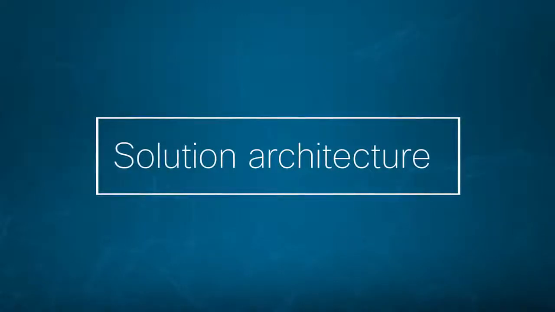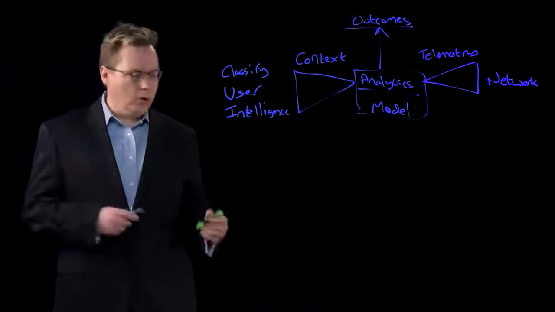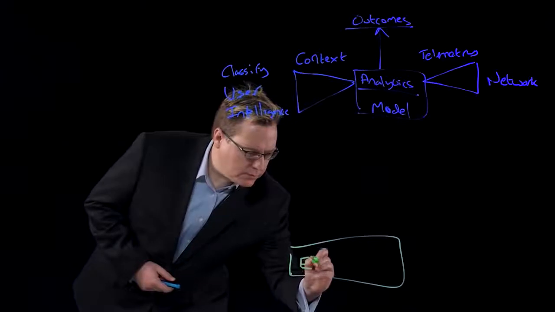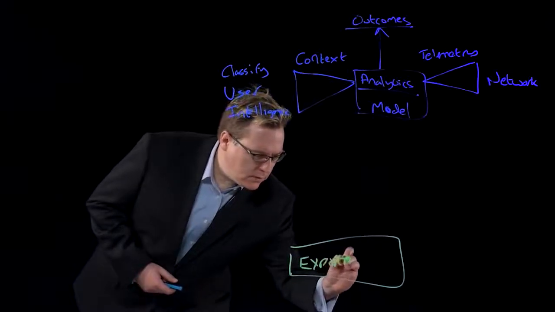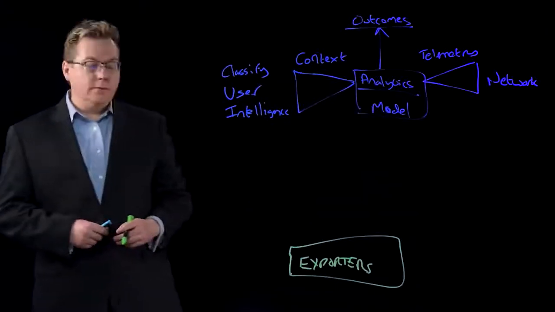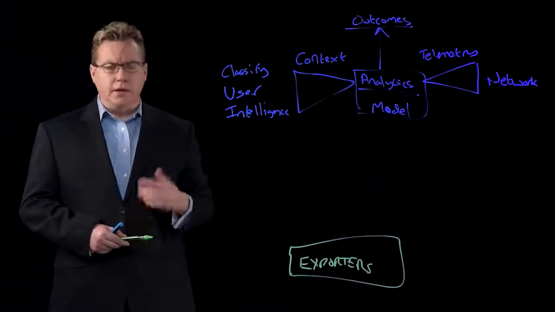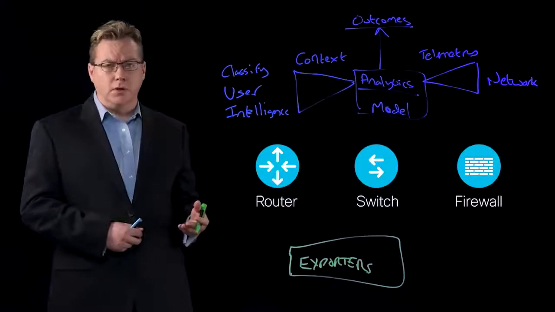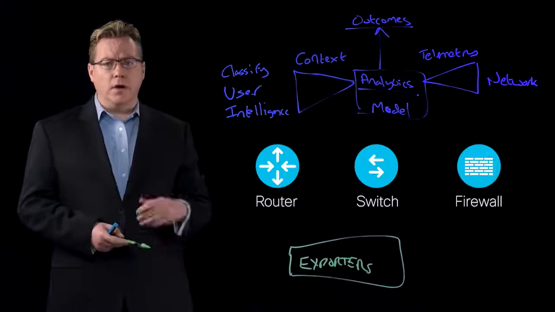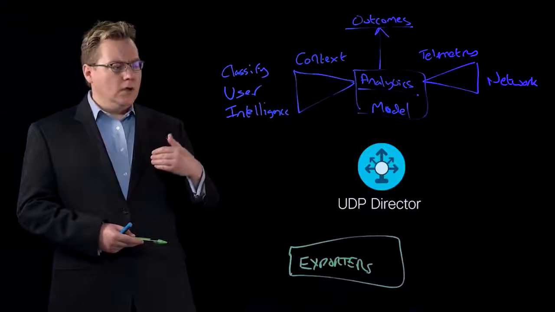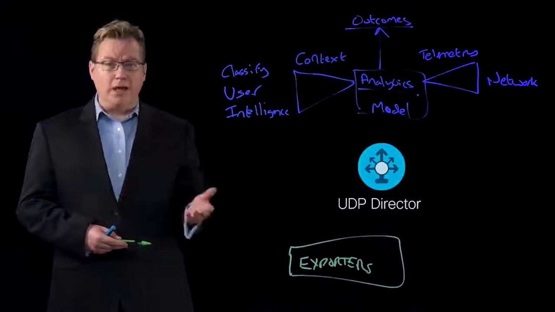So let's talk about the architecture of Stealthwatch Enterprise. Simply, it's three main components. The first is what we call the exporters. This is our way of getting this transactional telemetry into our data model. Now, this can take the form of NetFlow or IPFix coming from the network. It can take the form of using some of our products, the UDP director, which is our way of forwarding on UDP streams or replicating them.